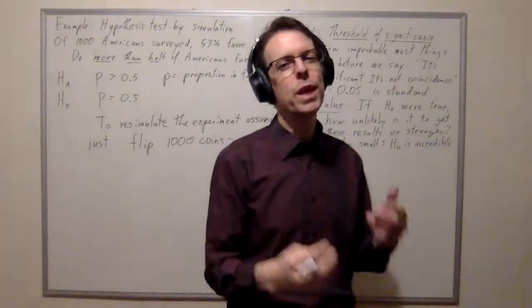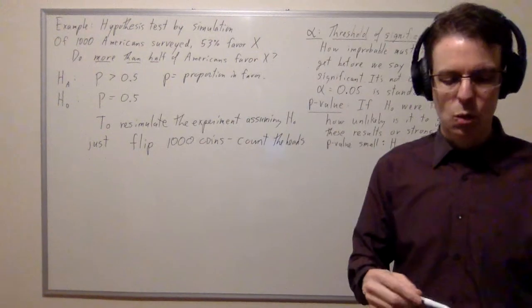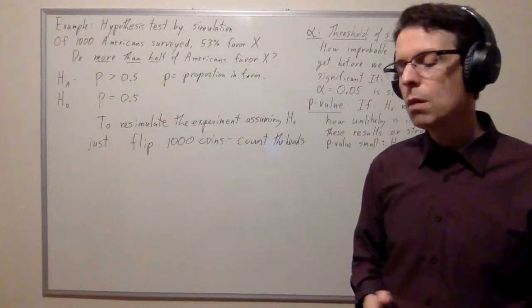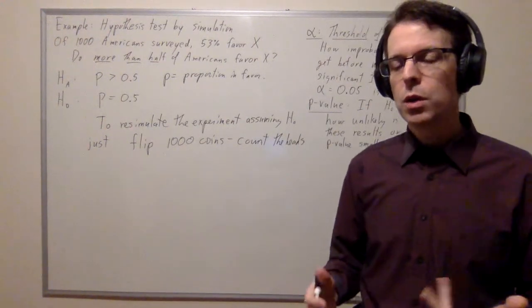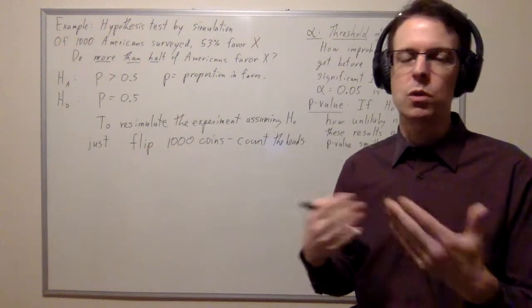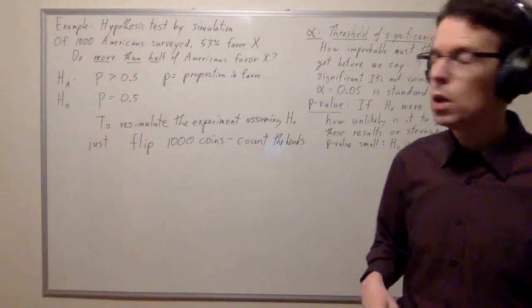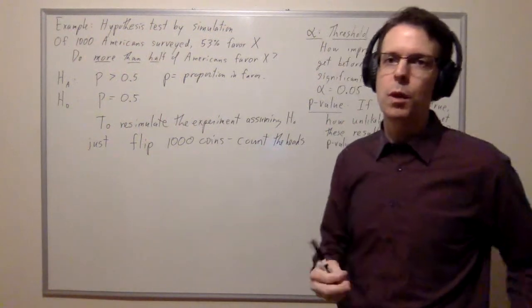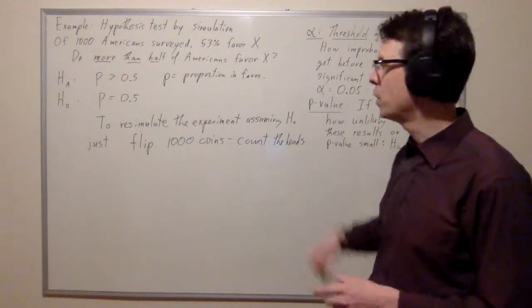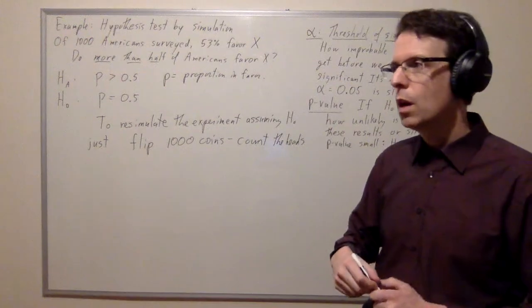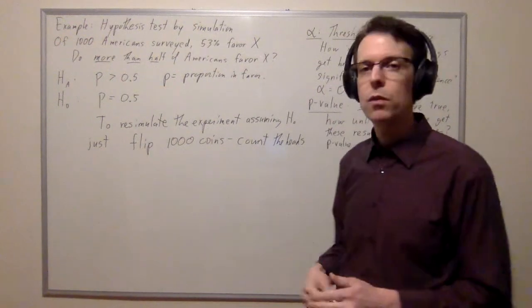Now, of course, I don't really mean that we would literally in the physical world flip 1,000 coins, but we could certainly program a computer to make 1,000 random choices, random yes/no choices with probability 50%. And that's not so hard to do. So we would program a computer to flip 1,000 virtual coins, and then we would count how many times the heads showed up. That would resimulate the experiment, and that would give us a result.